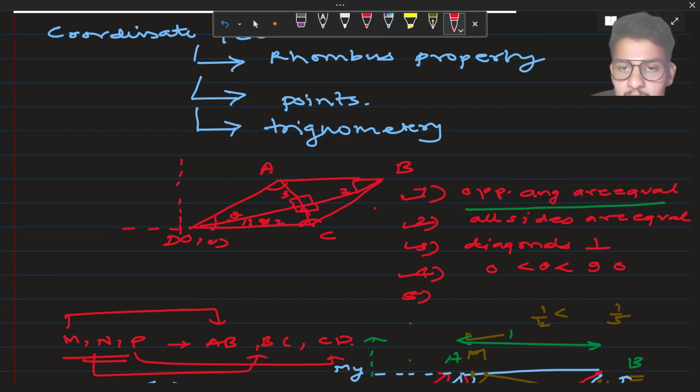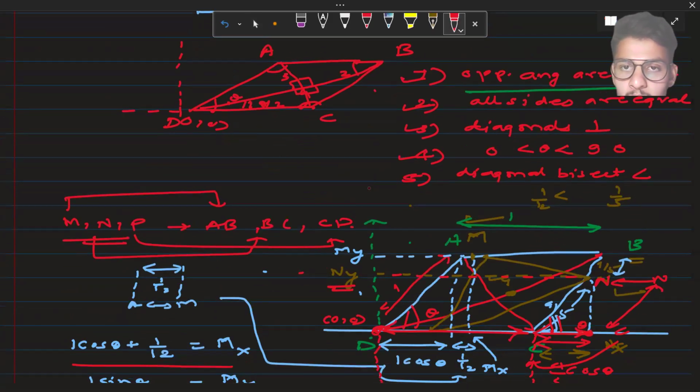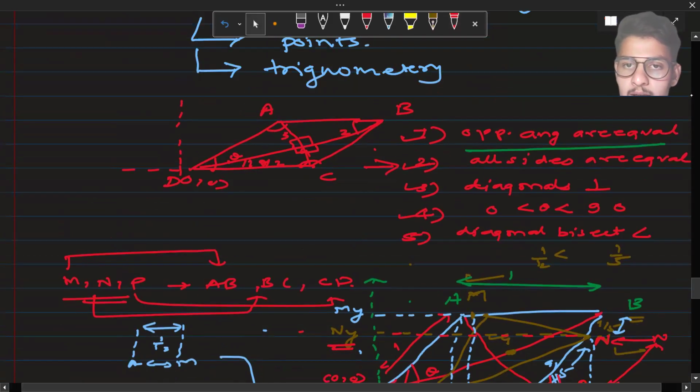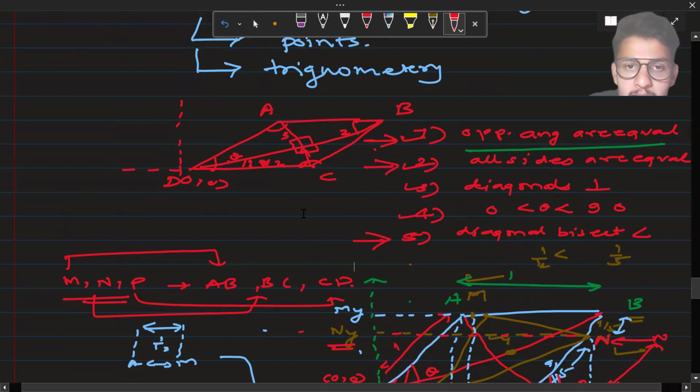Fifth property is that the diagonal bisects the angle. Okay, so this property will also be used. We have already used the all sides are equal property. We have also used the opposite angle property. Till here we have not used the diagonal perpendicular, and we are now using the fifth property, that is diagonal bisect.